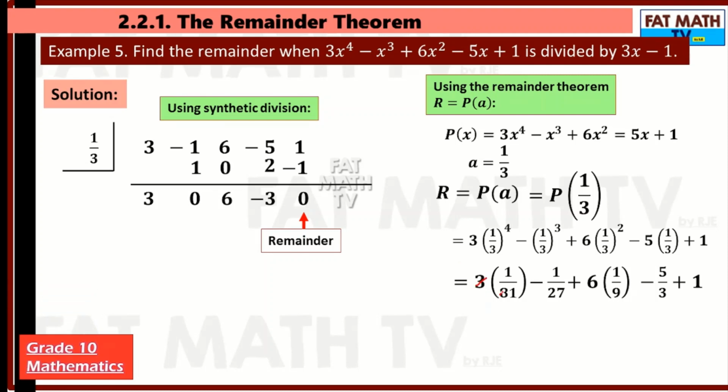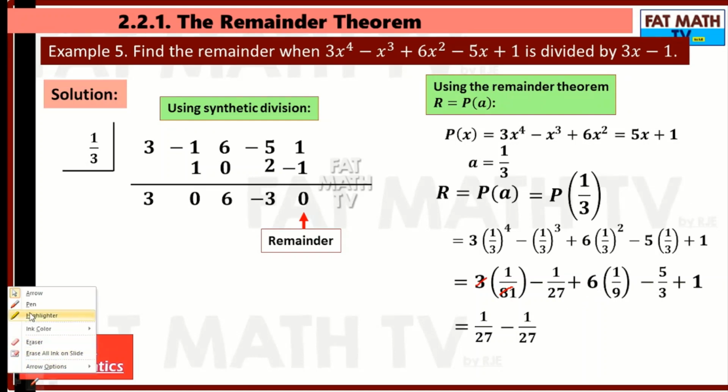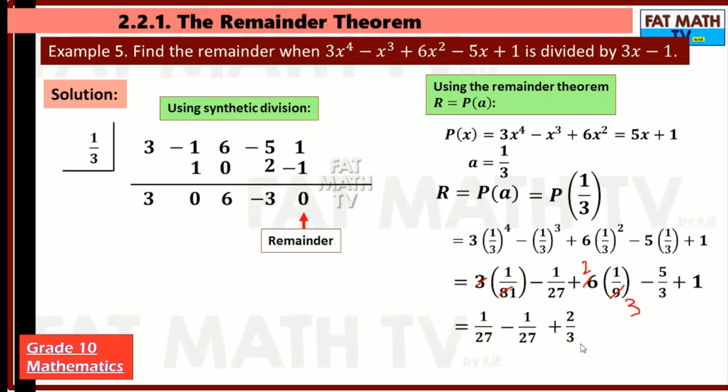So we will have 1/27 minus 1/27. And then 6 times 1/9, we can divide this by 3. We will get 2. Divide this by 3, we will get 3. So we will have 2/3 minus 5/3. And then 1, we will just write it as 3/3 so that they will have the same denominator here.